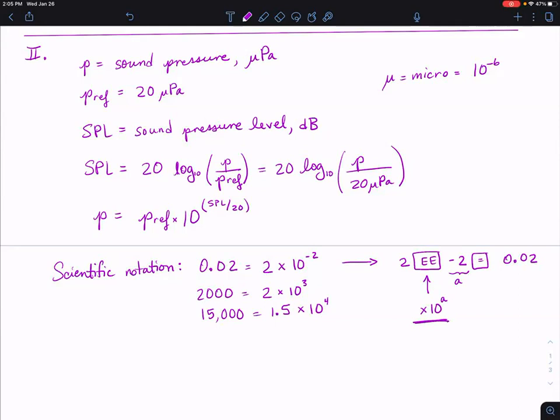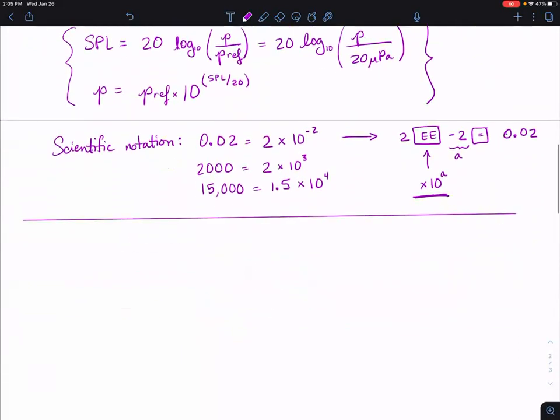Okay. So these two equations here will be on your test. You just need to know how to use them, which we're going to practice right now. Okay, so turning the page over, got our little scientific notation aside here. Okay, so we have number 3. What is the sound pressure level? So that's our question, corresponding to a pressure of 2,000 micropascals.